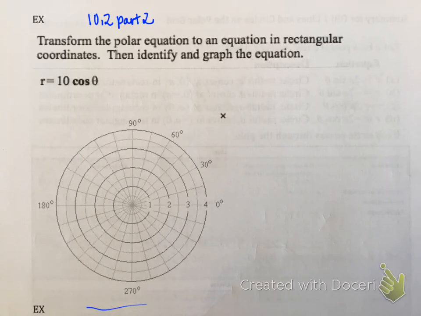All right, guys, this is where we stopped off with 10.2 part 1. So we have this equation here, and it said to transform the polar equation to an equation in rectangular coordinates, then identify and graph the equation. All right, if I look at that, it looks somewhat familiar because now I have 10 cosine theta. So I'm looking at that, and I'm like, yeah, that looks kind of familiar to me. What can I do with this?